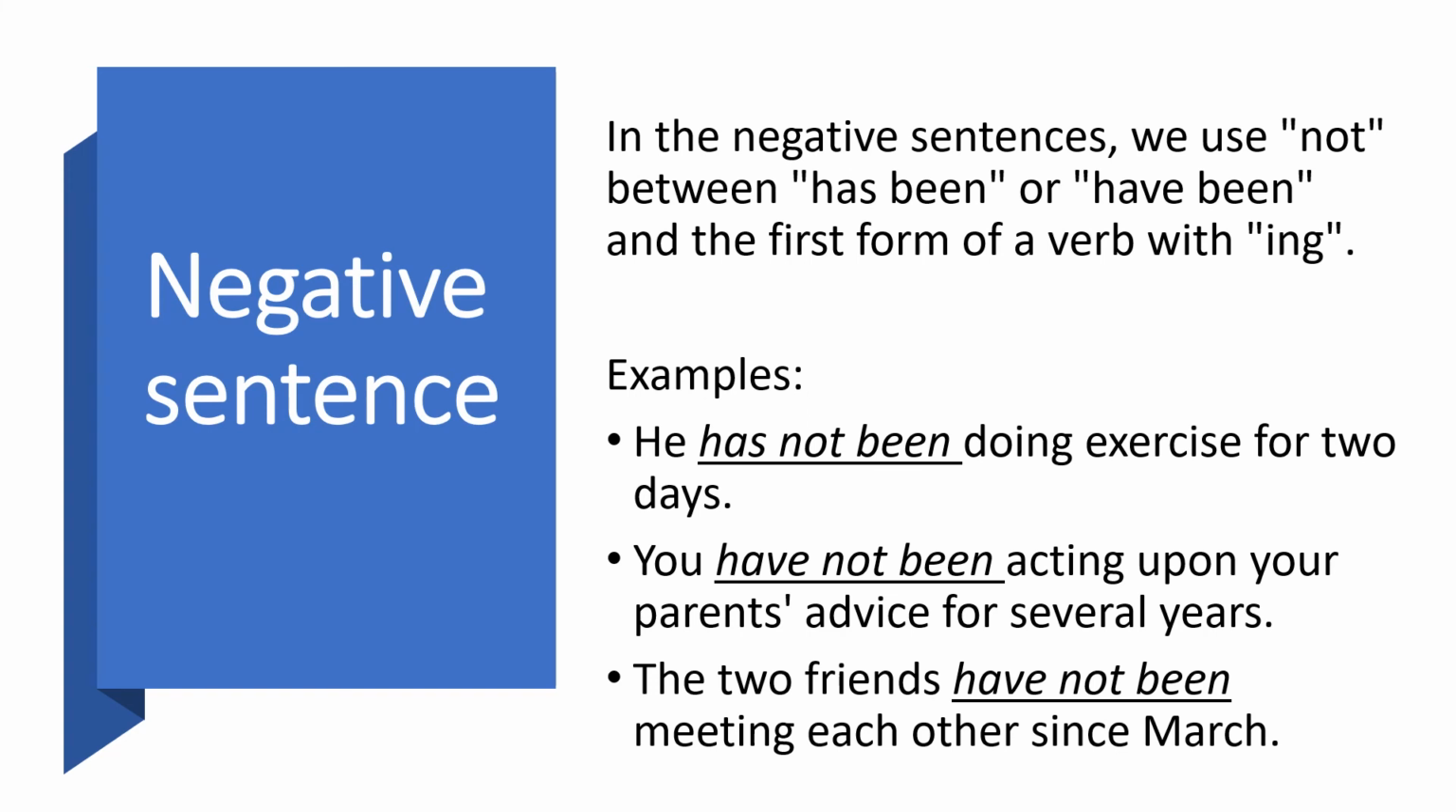Negative sentences of present perfect continuous tense. In negative sentences, we use not between has been or have been and the first form of the verb with ing. For example, he has not been doing exercise for 2 days. You have not been acting upon your parents' advice for several years. The two friends have not been meeting each other since March.